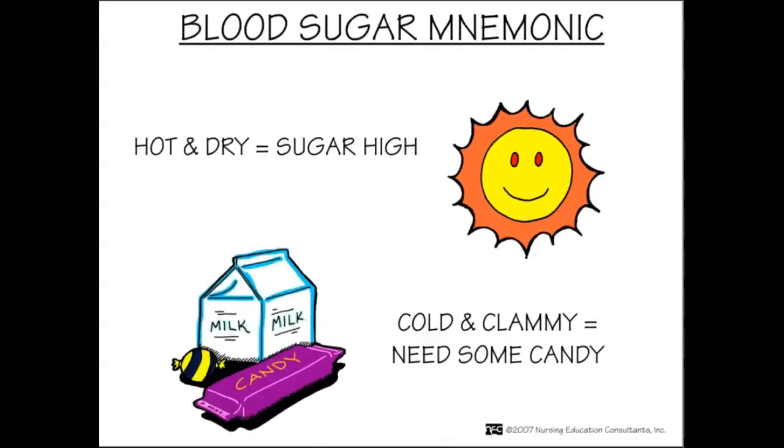Here's a really helpful mnemonic for hypo and hyperglycemia. Hot and dry, sugar high, meaning your blood sugar is through the roof. You get hot and dry. And then cold and clammy, you need some candy because you're hypoglycemic. So you get really cold and really clammy.